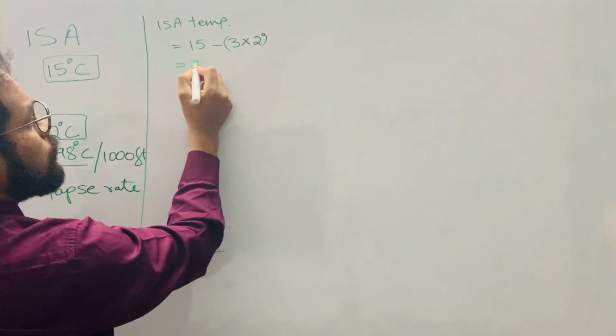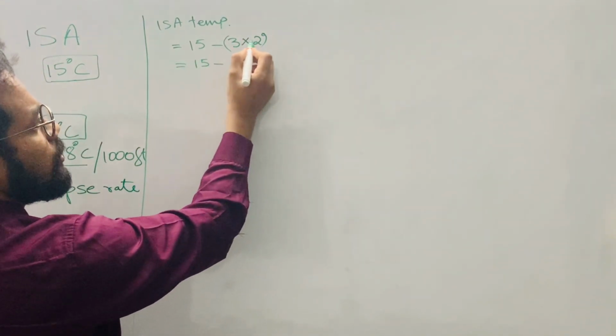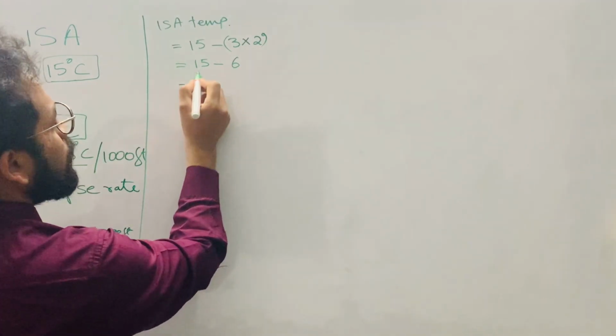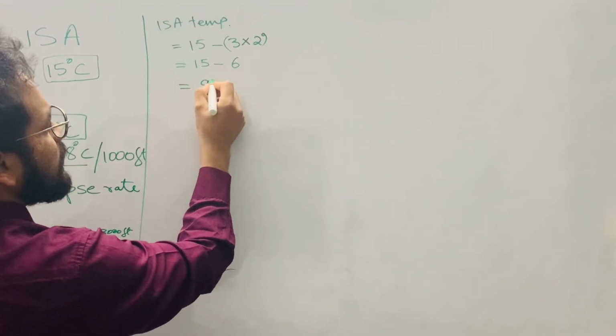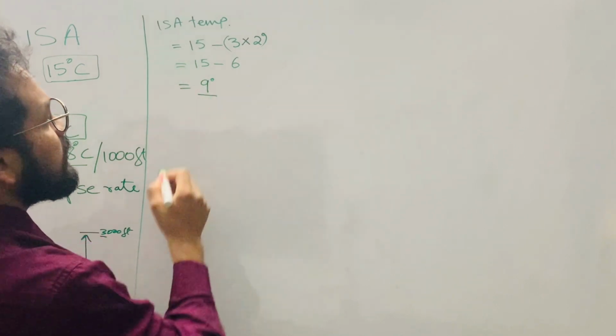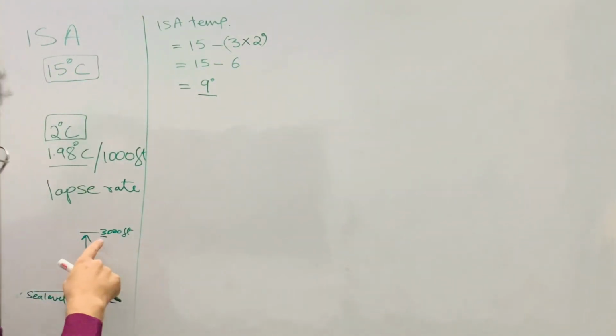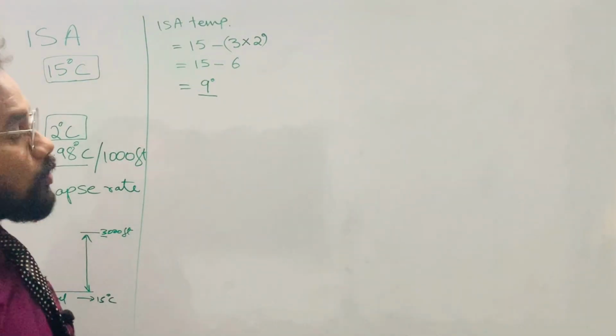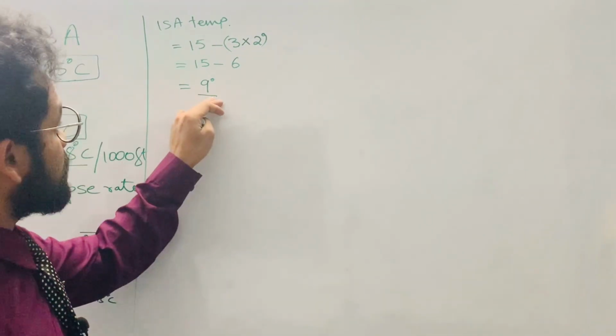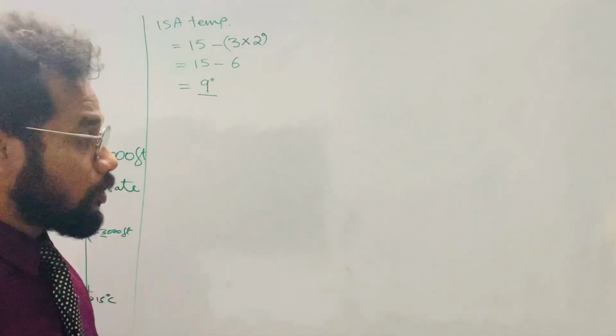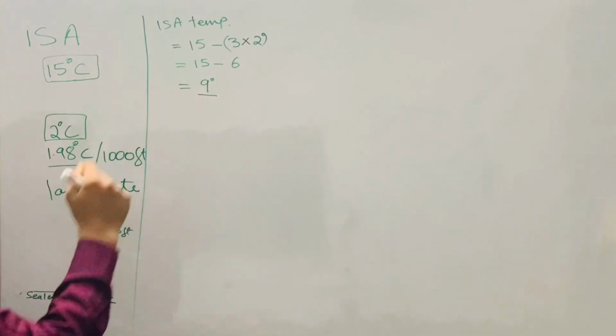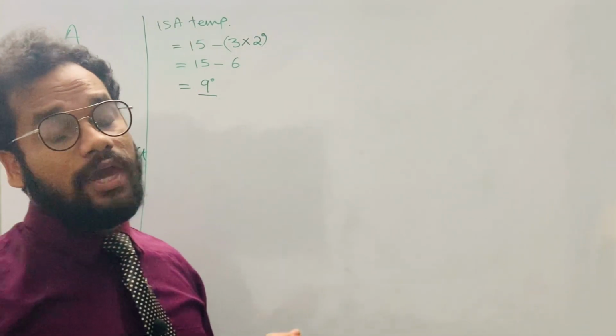So how much does it come to? 15 minus 3 into 2, 6, equals 15 minus 6, 9 degrees. That means 9 degrees is the ISA at 3000 feet. So that is how you calculate the ISA temperature at a particular altitude, which is 9 degrees for 3000. Likewise, you can calculate for any other altitude.